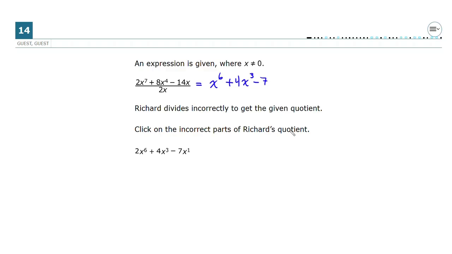So looking at Richard's quotient, what mistakes did he make? Looking at the first term, he has a 2 when there shouldn't be a 2. So you would click on the 2. In the middle, 4x to the 3rd, 4x to the 3rd, that's correct. On the end, it should just be a negative 7, and he has negative 7x to the 1st power. So you would click on the x to the 1st power.